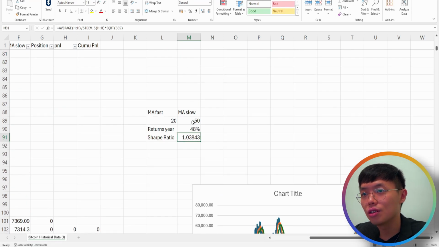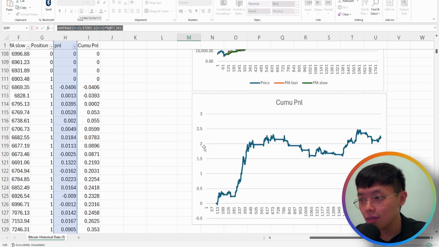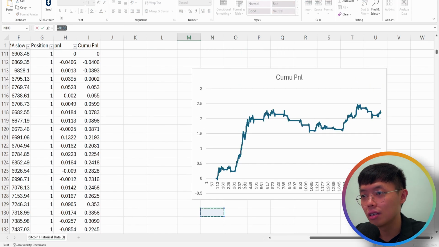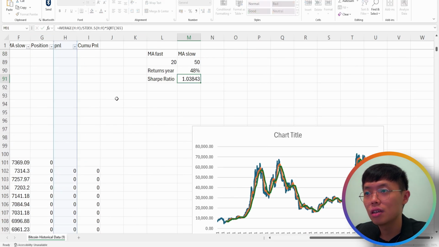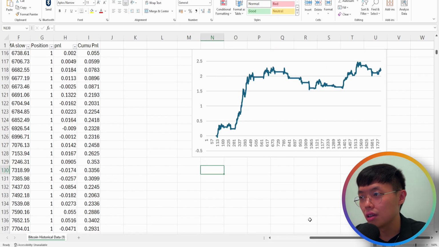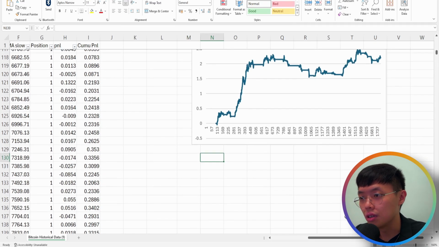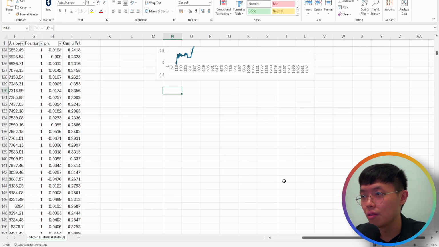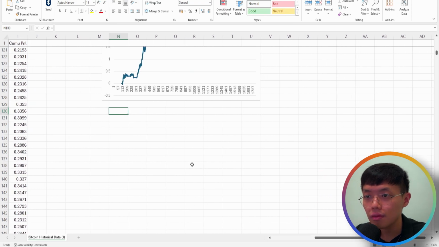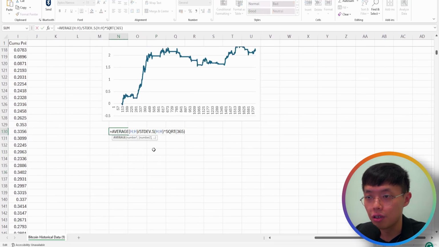We're going to make a heat map right now. So I'm going to copy this formula. I'm going to go to here right now. I'm going to make a heat map over here, just below my equity curve. Let me zoom out right here. So I'm going to place the Sharpe ratio over here.